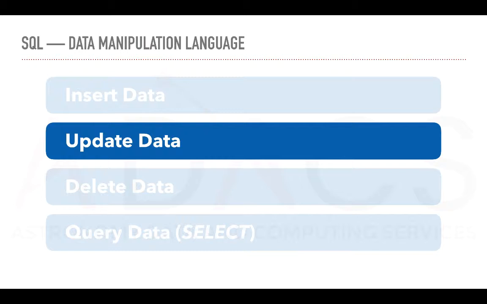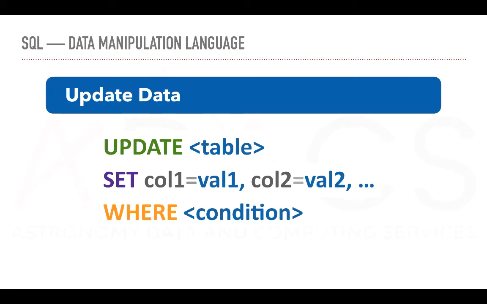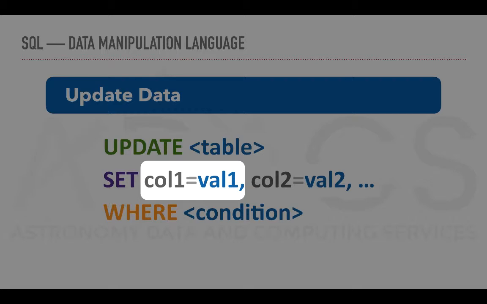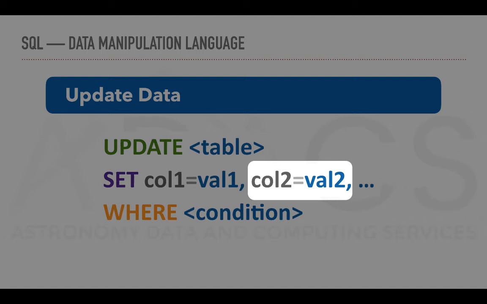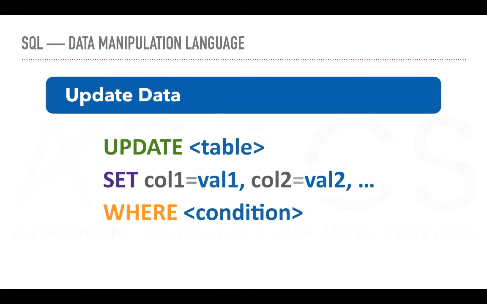In cases where we need to update some information within the database, we can do so using update data. To do so, we simply need to specify update and the table name where we want to modify some information. Then, we specify the new values that we want to set to some column using a key value style. So for example, column 1 equals value 1. In this case, value 1 will be set to column 1, then column 2 equals value 2, and so on. Finally, if we want to modify specific items in our database, we can do so by specifying a condition that defines these items with the where clause.